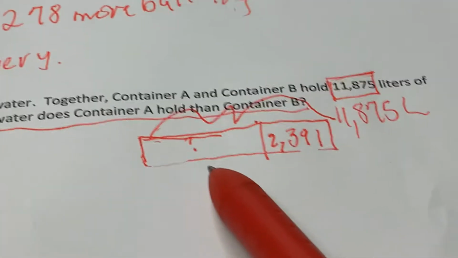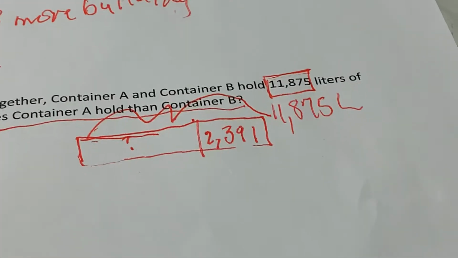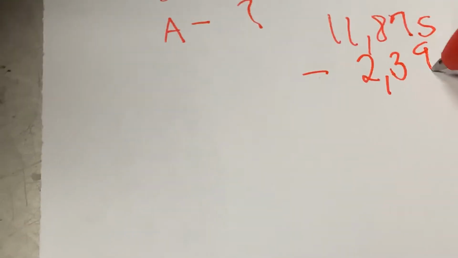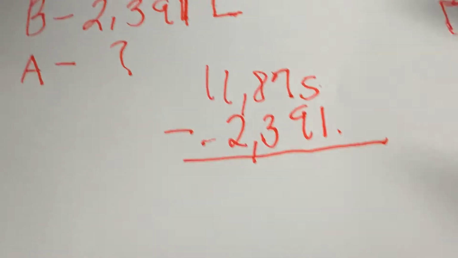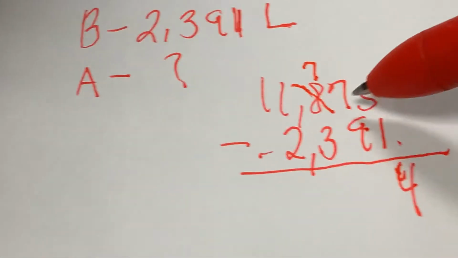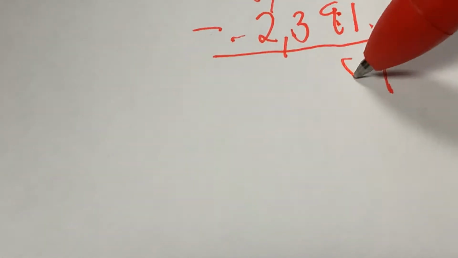So in order to figure out what A is, I have to subtract the total 11,875. So I'm going to go here, set up me a subtraction problem, and I'm subtracting from that what B holds, which is 2,391 liters of water, okay? Now, when I subtract, again, starting in the ones place, 5 minus 1 is 4. All right, in the tens place, there's more on the floor, so I'm going to 8, make it a 7, and the 7 in the tens place becomes 17. Now, 9 from 17 leaves me with 8.